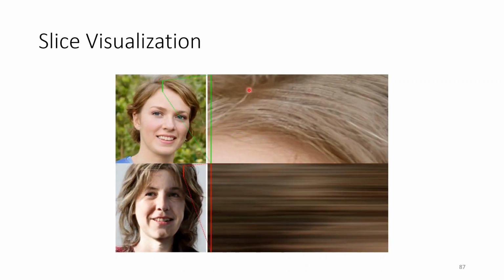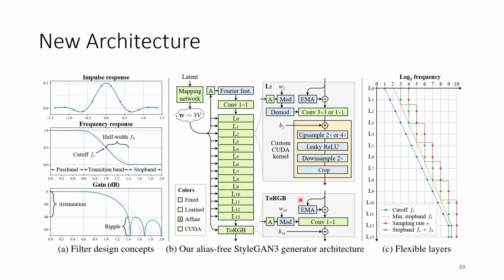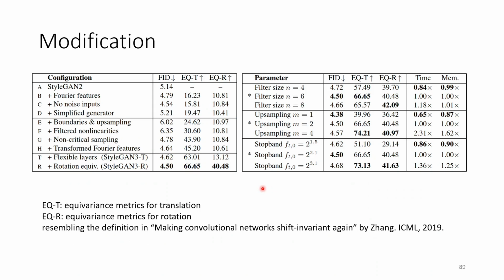Okay, so this is the expected result, but this is the generated result. And how do they solve the problem? They use a new, very complicated architecture, like this one. What's their modification? Based on StyleGAN V2, they generate a Fourier feature, the frequency feature, and there's no more noise input. They take it away.